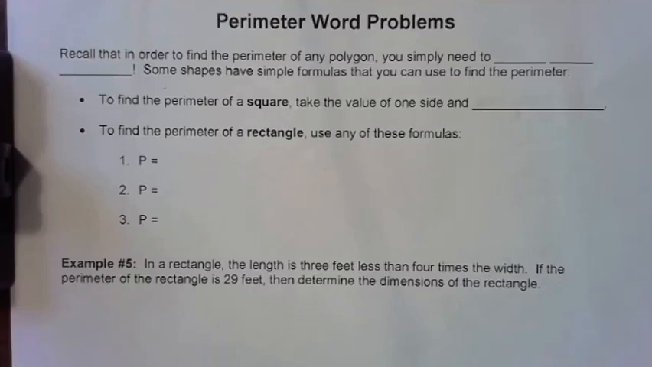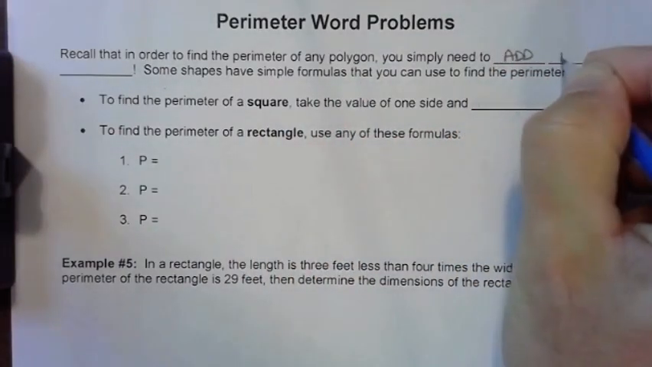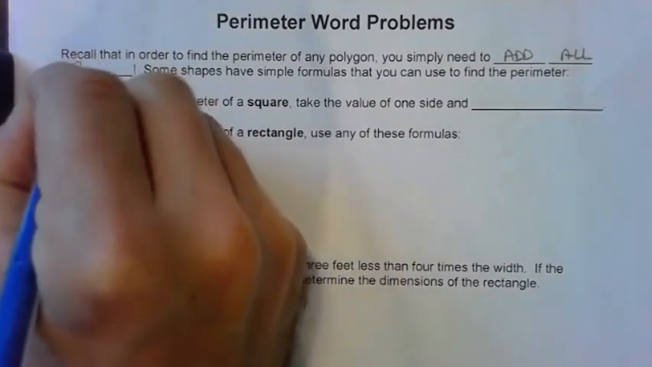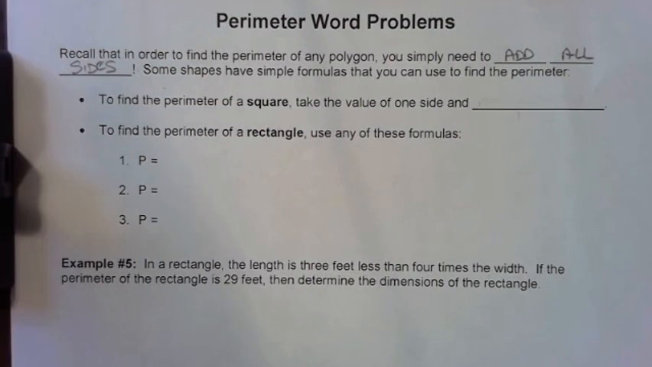In this video, we're going to be looking at word problems that involve the perimeter of certain shapes. Recall that in order to find the perimeter of any polygon, you simply need to add all sides. So if you're working with a triangle, you would add 3 numbers together. If you're working with a square, you'd add 4 numbers together. If you're working with a pentagon, you'd add 5 numbers together, etc.